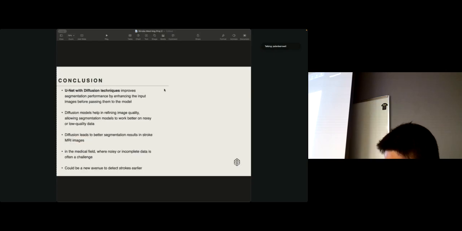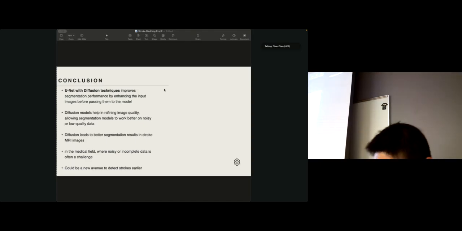In conclusion, we can say that UNet with diffusion techniques tends to improve the segmentation performance by enhancing the images before passing them into the model. And this could be an interesting thing to look into when we're looking at stroke MRI images and trying to segment and find those ischemic regions at an earlier stage, and could be applied to other MRI images in the medical field. Thank you.